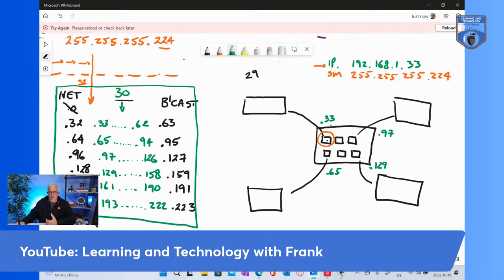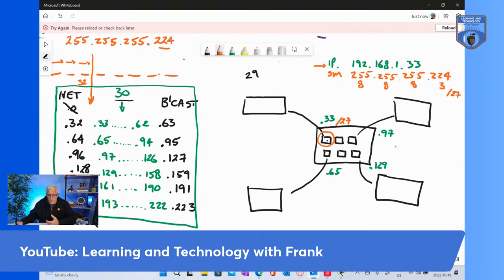So the idea is that when I say .33, I'm really saying 192.168.1.33 is what I'll configure into the router. And then for the subnet mask, normally I won't put in this whole thing. What I will do is say it's going to be 224. Now, in fact, a lot of times this is 8 bits, this is 8 bits, this is 8 bits, and I borrowed 3 bits. So it'd be 24 plus 3. I'd say slash 27. So that's CIDR notation.